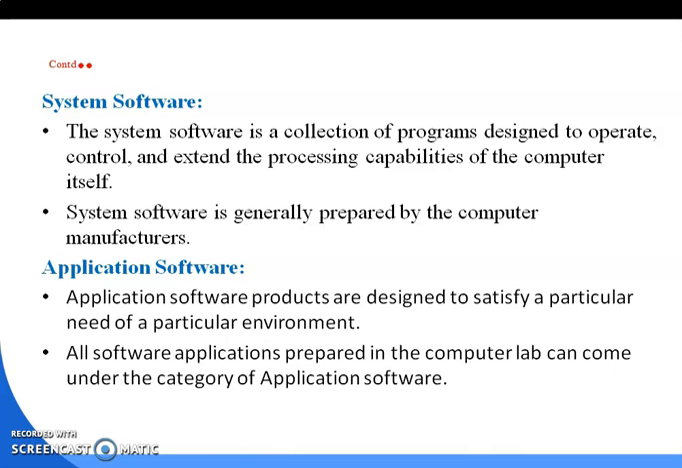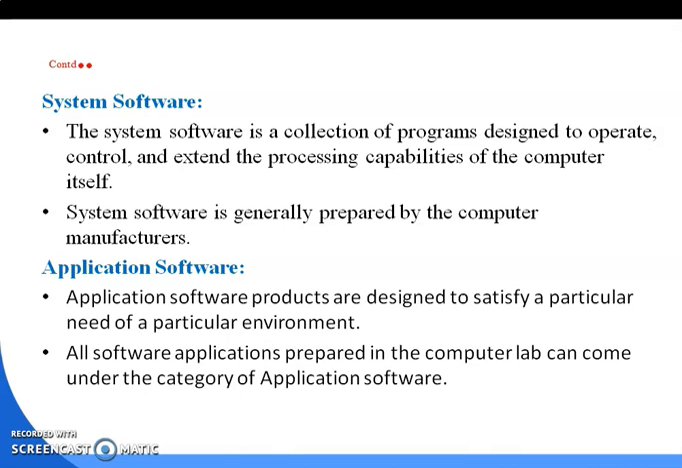Next, what is application software? Application software products are designed to satisfy a particular need of a particular environment. All software applications prepared in the computer lab can come under the category of application software, and these are specially designed for a specific task, like medical equipment and the items of the banking system. That software is developed particularly for your specified job. So that is known as application software. MS Office is application software.